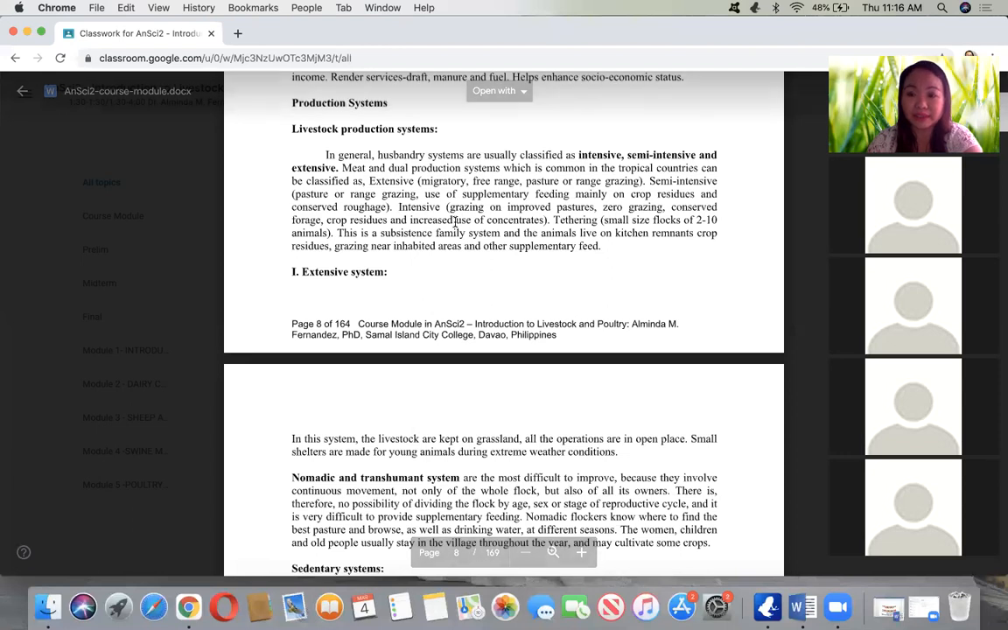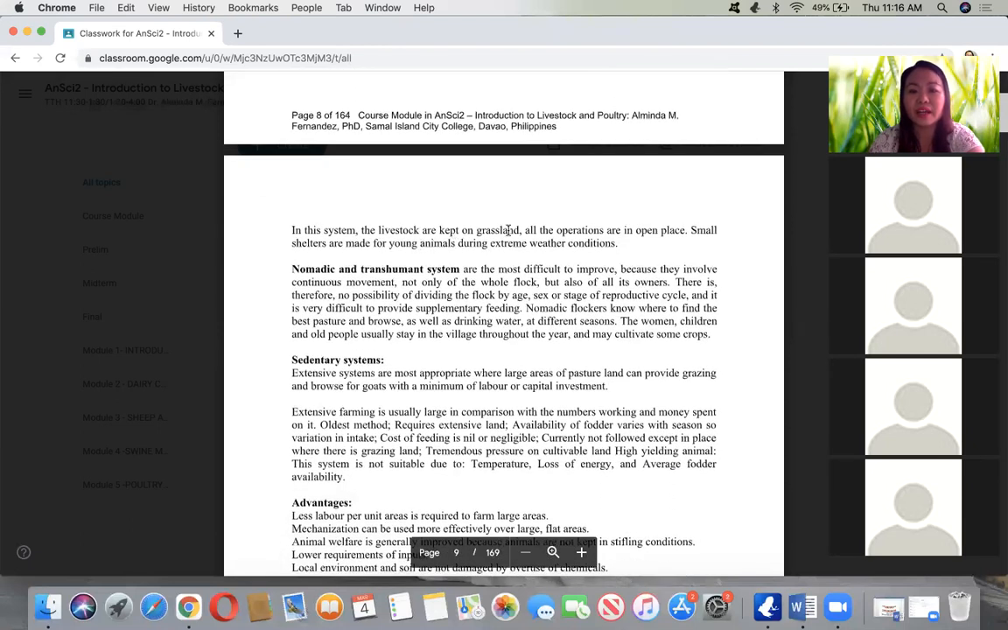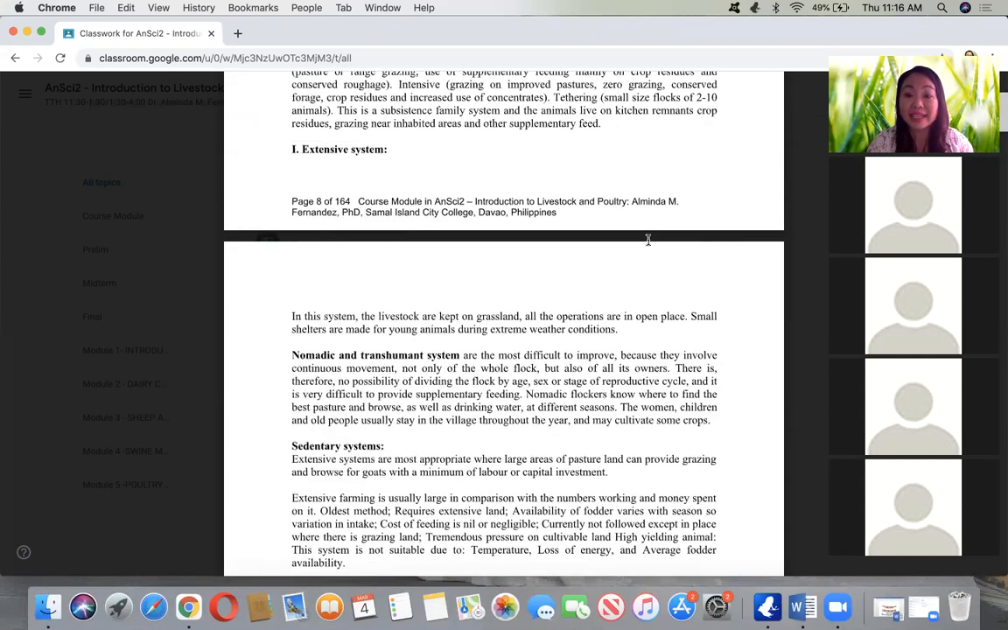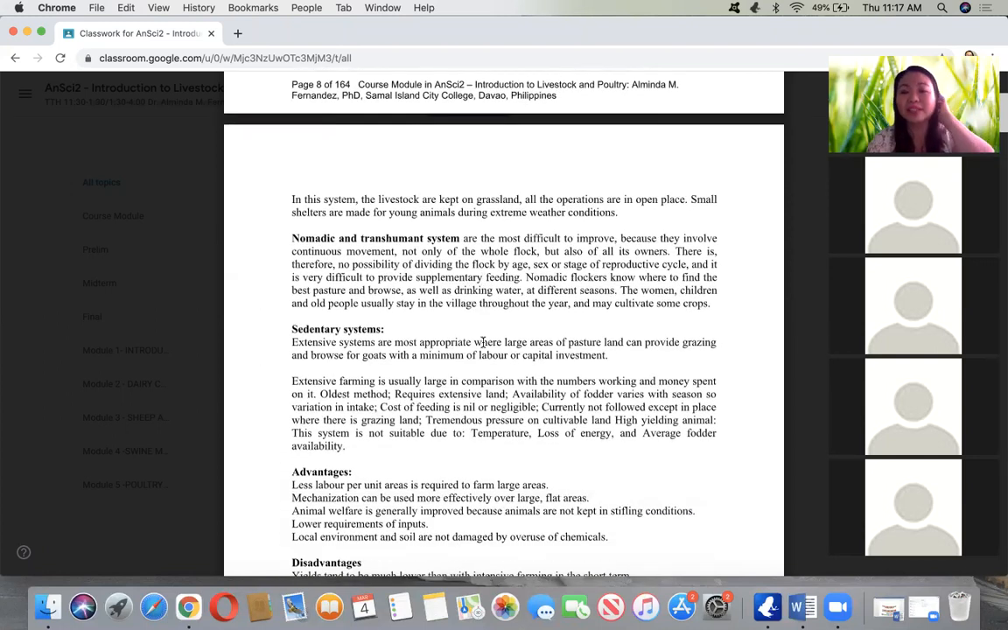We have a lot of production systems. These are classified as intensive, semi-intensive, and extensive. What is extensive? Livestock are kept on grassland, and all operations are open in place. So if you have a huge area, you can do extensive. However, there are small shelters for the young animals during extreme weather conditions, when it is too hot, especially for swine, which cannot tolerate too much heat or cold. And usually nomadic and transhuman systems are very difficult to improve because they involve continuous movement.